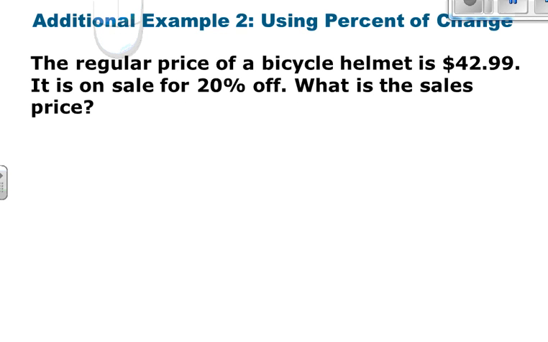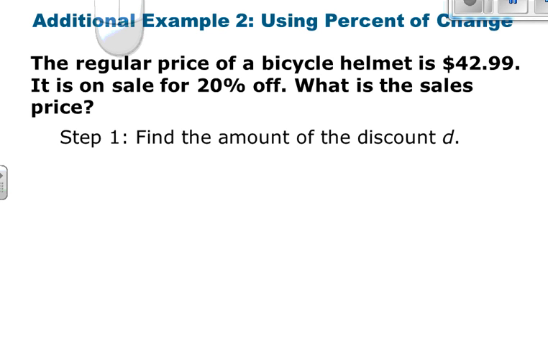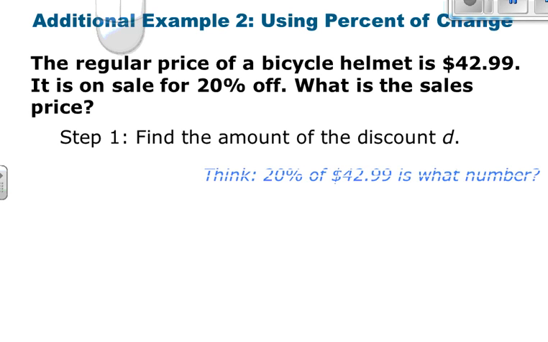So a regular price of a bicycle helmet is $42.99. It is on sale for 20% off. What is the sale price? So we have our original, and then we have our sale. The first thing we want to do is find the discount. So I need to know what is 20% of $42.99. And that's just a multiplication. Anytime you hear "of" in these problems, 20% of that number, we're going to multiply.